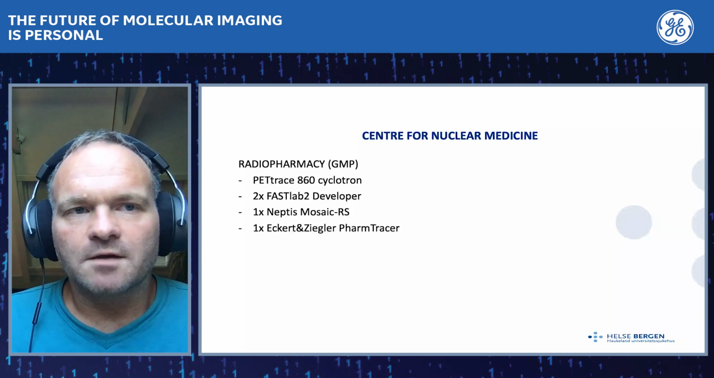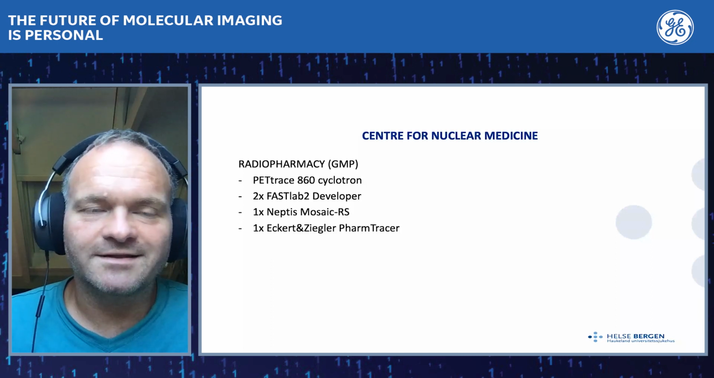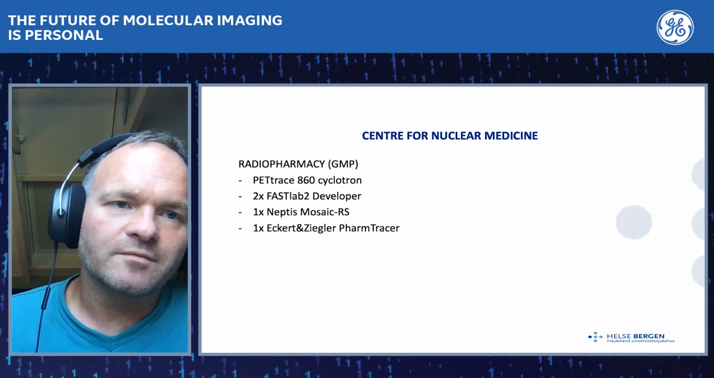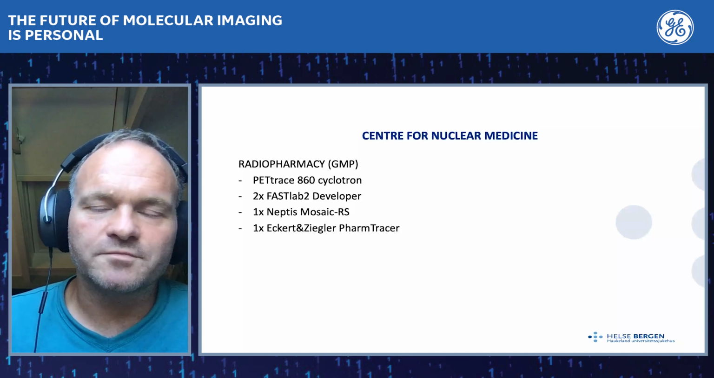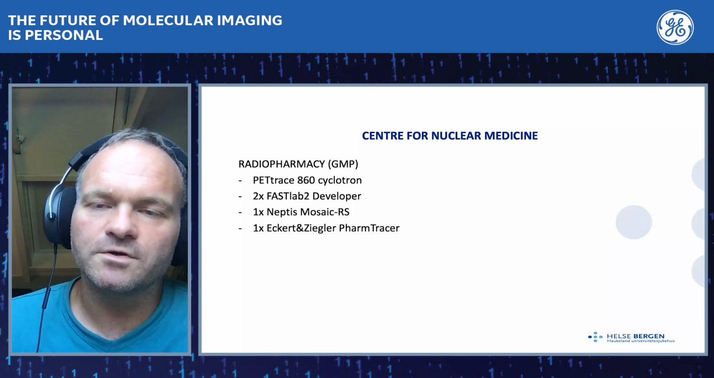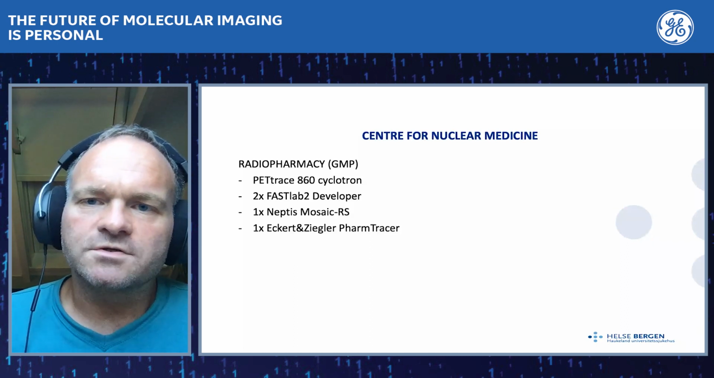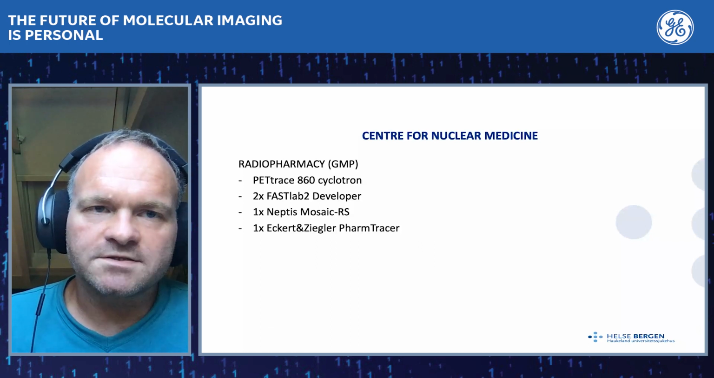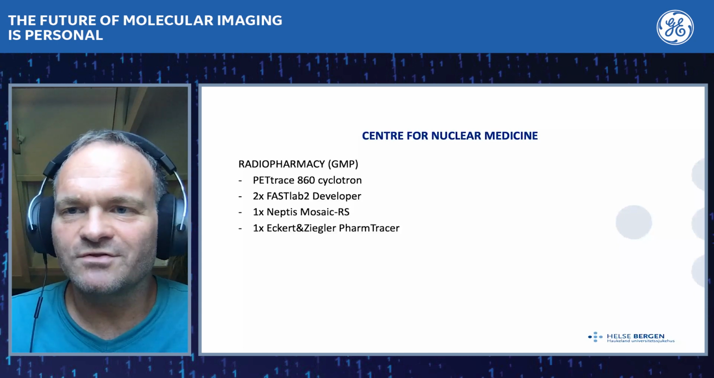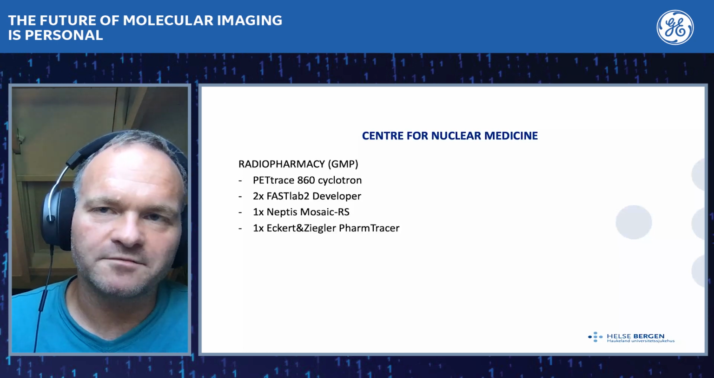So in the current setup, we produce with a PETtrace 280 or PETtrace 860 cyclotron. We have 2 FASTlab synthesizers, a Mosaic system, and an Eckert and Ziegler Pharmtracer. All of these are a part of the tracer portfolio that we currently have on our site. So the production capacity is limited by the number of qualified hot cells. We have 4 hot cells and the synthesis modules installed. Of course, FDG has a priority over other tracers purely due to demand.